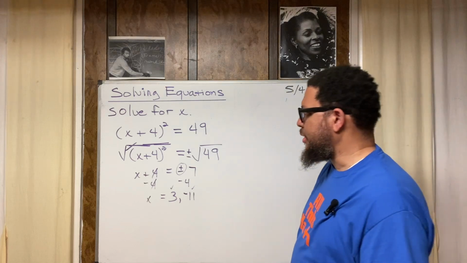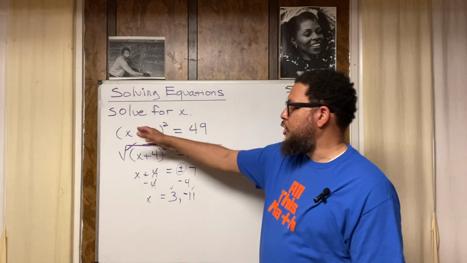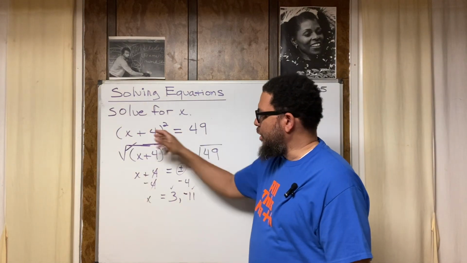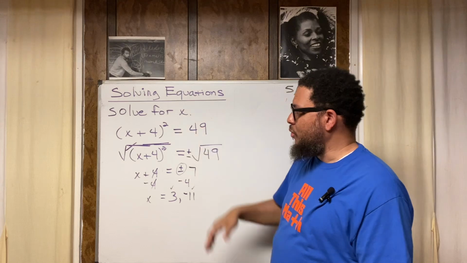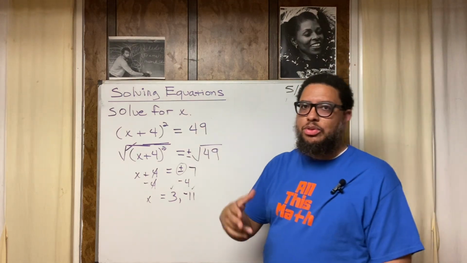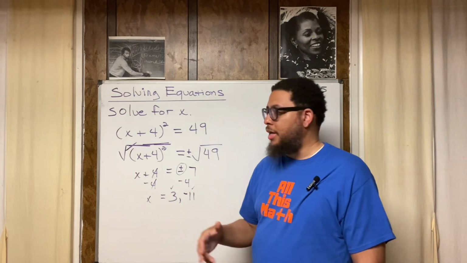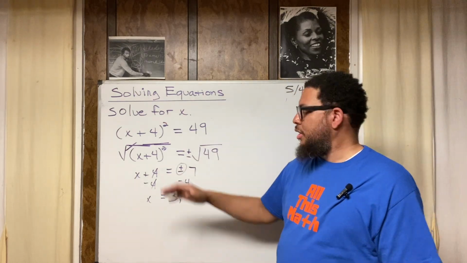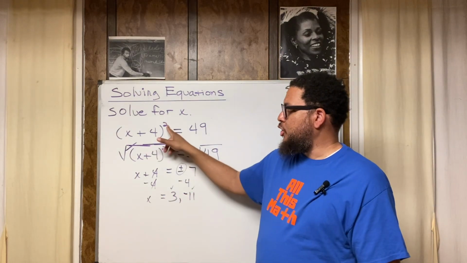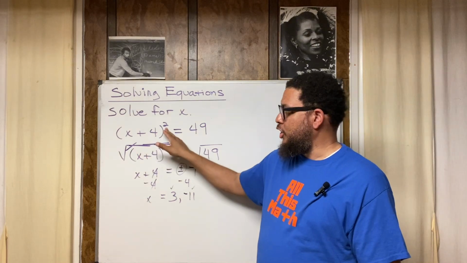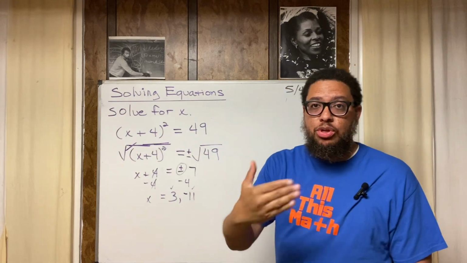Not the only way necessarily, but this is one way. We could have expanded this out and then subtracted 49 on both sides and then set it equal to 0 and then possibly factored it, or used the completing the square method or the quadratic formula or something like that. But this is a good way to do it. Get rid of the exponent, get rid of the 4. But you've got to make sure you know how to do it.